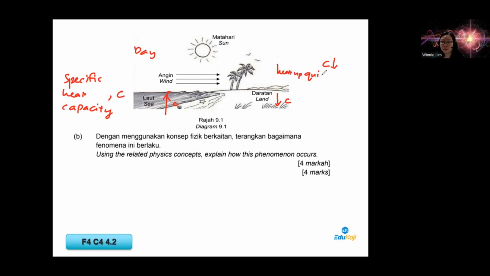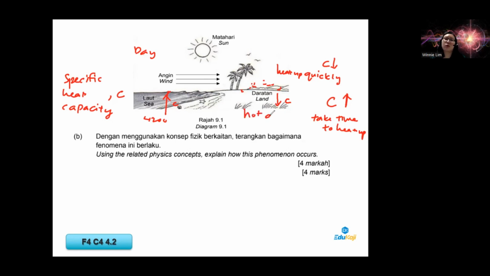if you do not know what that is, that means it can heat up quickly. But if the value is big, that means it takes time to heat up. Because seawater has a bigger value of specific heat capacity, 4,200, compared to land which has a smaller value, which one will heat up faster? Like the teacher mentioned, of course land will heat up faster. And therefore the air above the land is hotter.